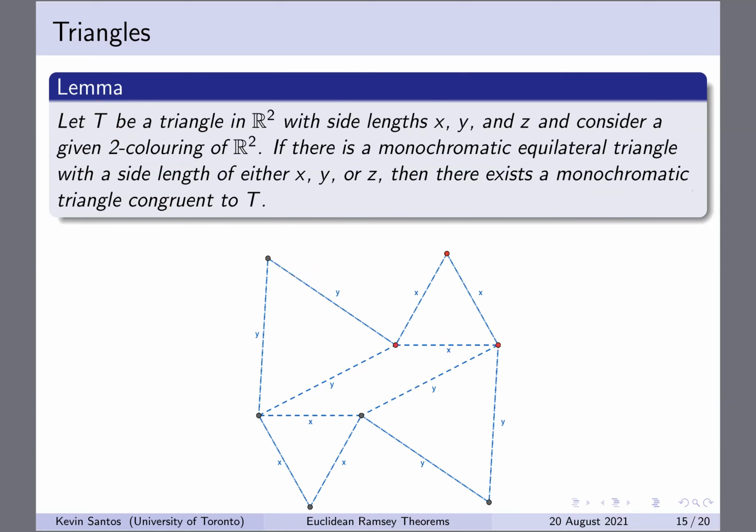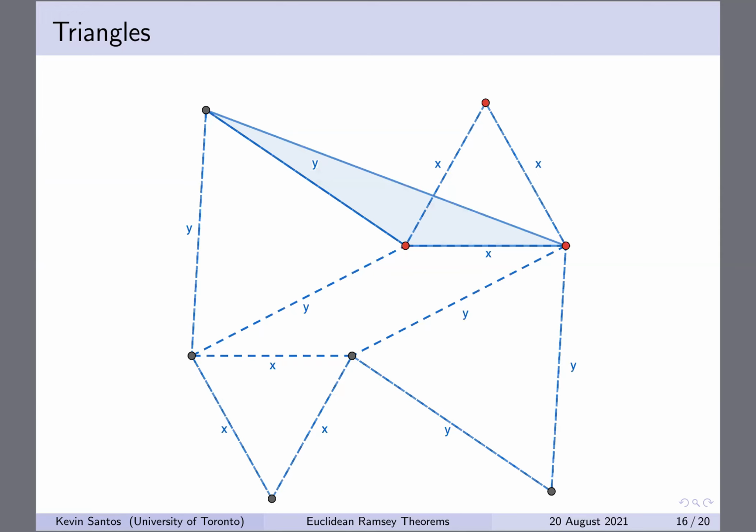So just to make it clearer in this diagram, if we assume that there are no monochromatic triangles congruent to the original triangle, then this triangle can't be monochromatic. So this point must be blue since these 2 points are red. And similarly, this triangle is actually congruent to the original. So this one must be blue since it can't be monochromatic under the assumption. And similarly, this triangle is congruent to the original T. So this point must be blue. And as well, it turns out that this triangle here is congruent to the original triangle T. So if we assume that it can't be monochromatic, then this point must be red.